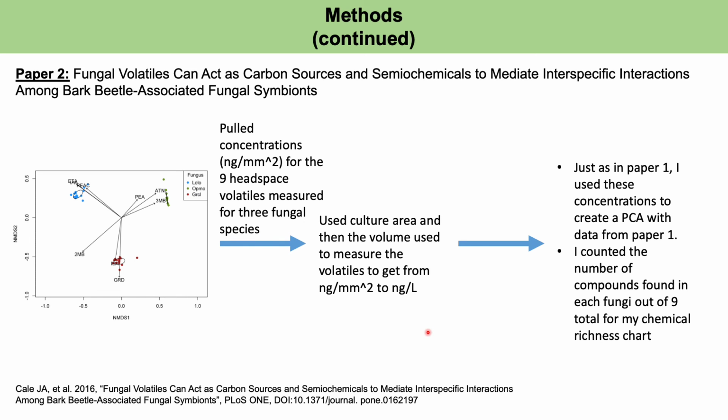And similarly, in paper 2, I pulled the concentrations for the 9 headspace volatiles measured for the 3 fungal species from this figure here. However, the concentrations were in nanograms per millimeter squared, and I needed to get to nanograms per liter. So I multiplied by the culture area that was provided, and that canceled out the area, and I just divided by the volume used to measure the volatiles, which was also given in the paper, and that got me to nanograms per liter. And similarly, I used these for the PCA, and I also counted the number of compounds.